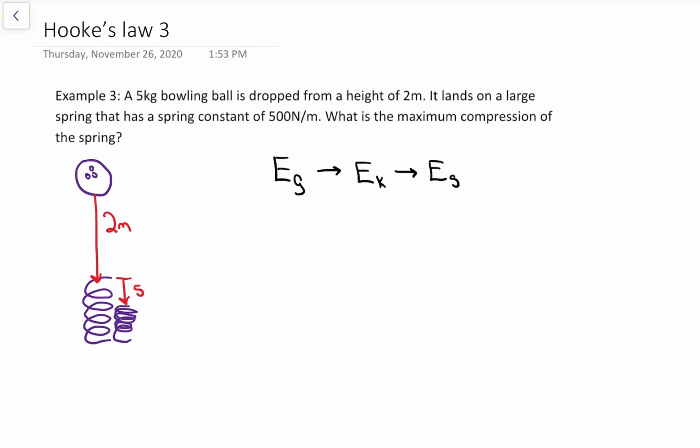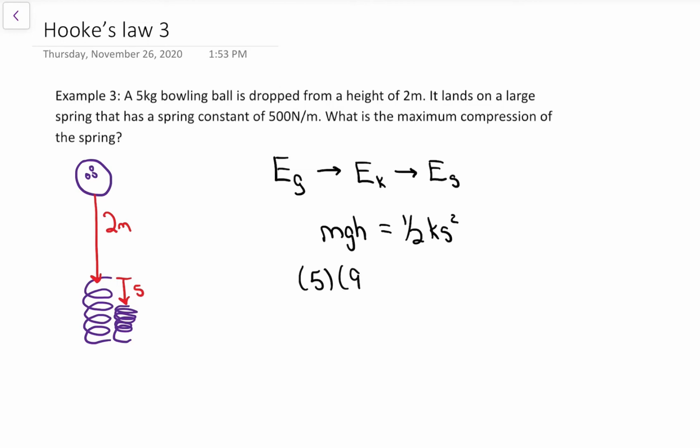For what we're asked here, I don't care about how fast it's going, so I can just jump from mgh, ignore the 1/2 mv squared in the middle, jump straight to 1/2 k s squared. Now it's a matter of plugging things in and grinding them out.